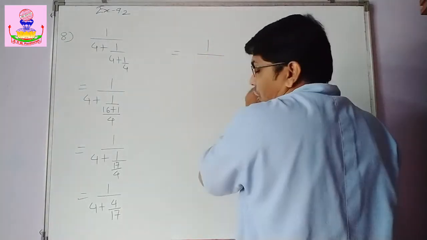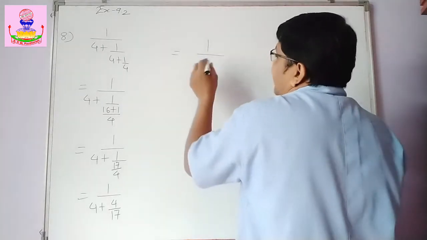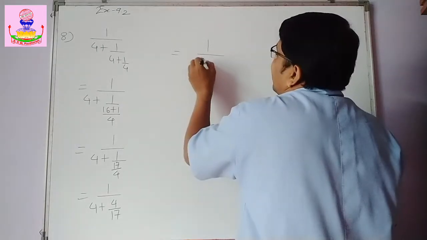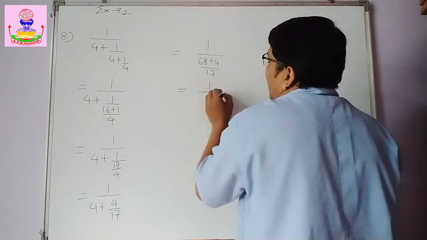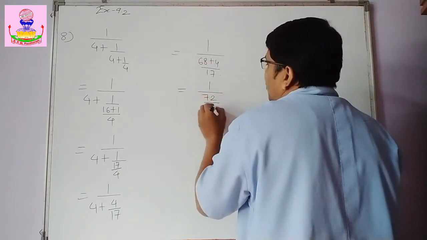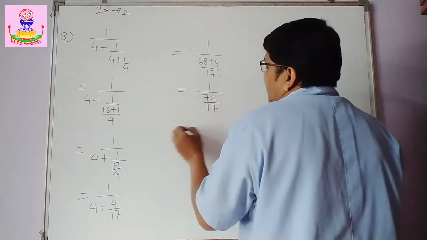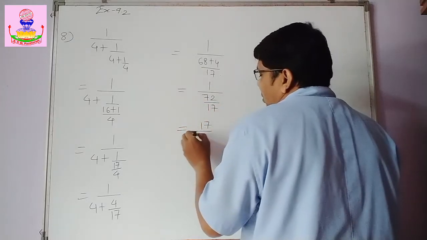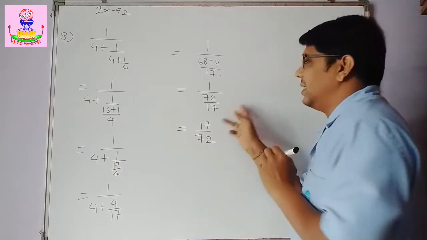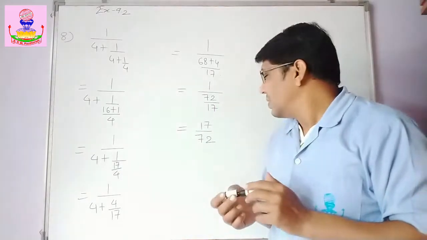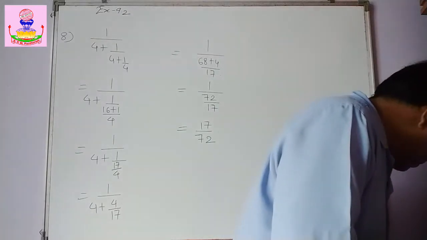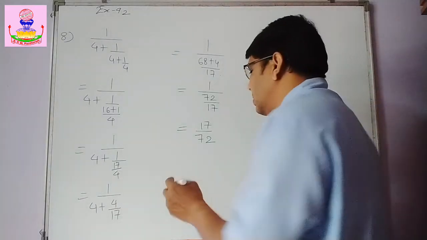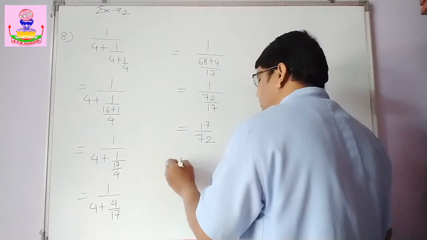So that is 1 upon 68 plus 4 upon 17. So that is 1 upon 72 upon 17. So that is 17 upon 72. Again inverse of it. Okay. So 17 upon 72, that is the answer, and that is option number 2.